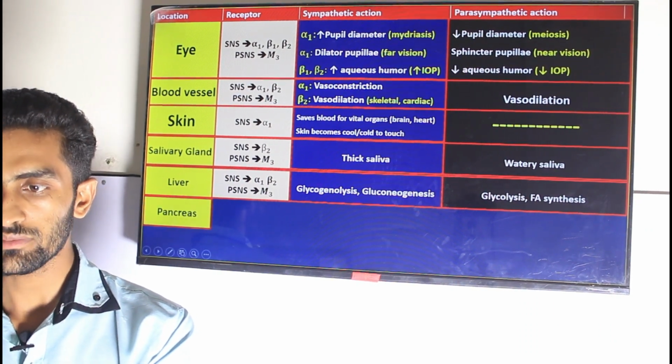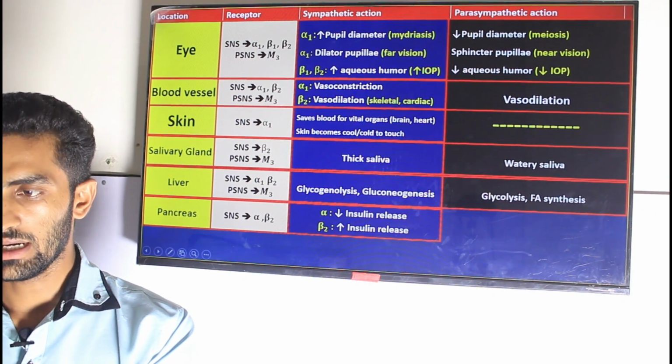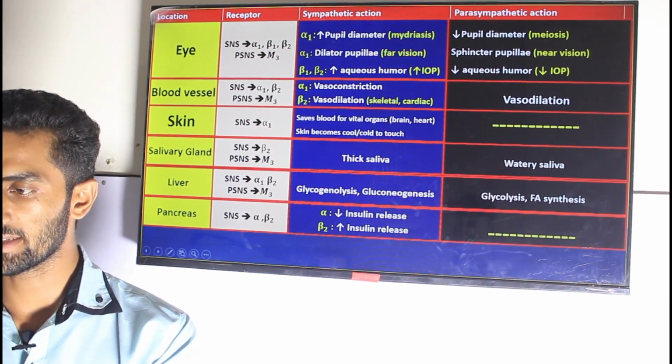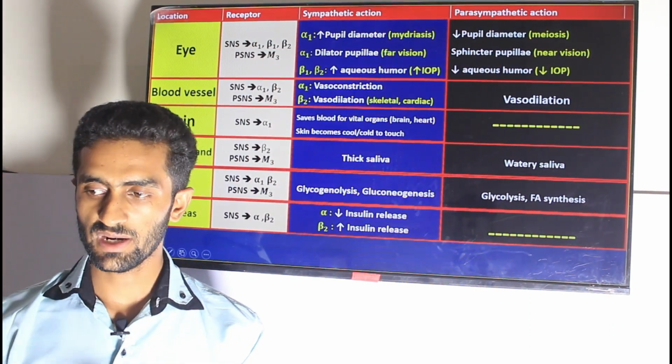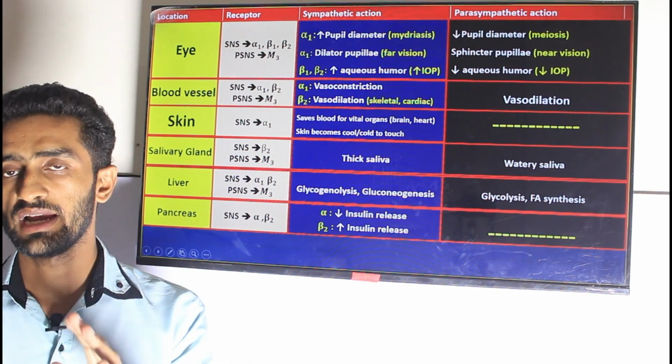Pancreas, alpha and beta 2, totally sympathetic. Alpha especially decreases the insulin release, beta 2 increases the insulin release. So that's it. Just try to spend your time on this table, and the last one, the location and the function of the receptor.